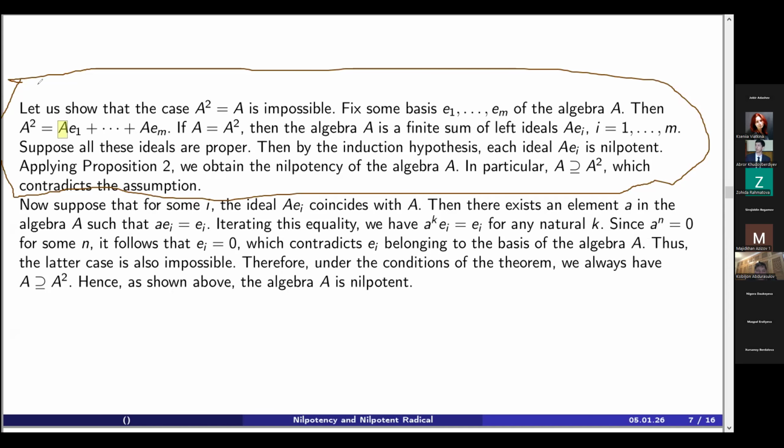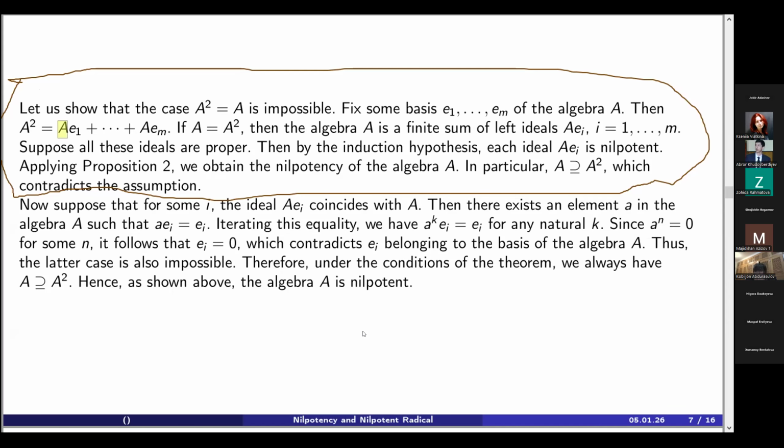Так. Сначала мы рассматриваем случай, когда а квадрат равно а. Он дал такой базис e1 до em для алгебры. Потом а квадрат мы напишем с этим, потому что так как а это умноженное а, мы можем написать как а умноженное на каждый базис с proposition 2. Он так сказал, я так поняла.